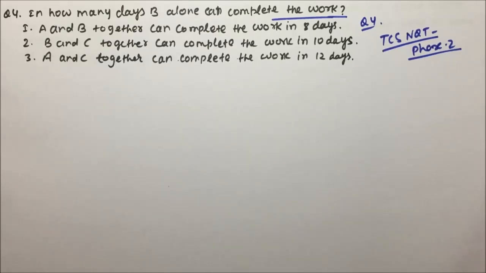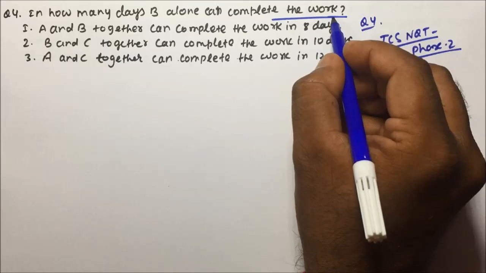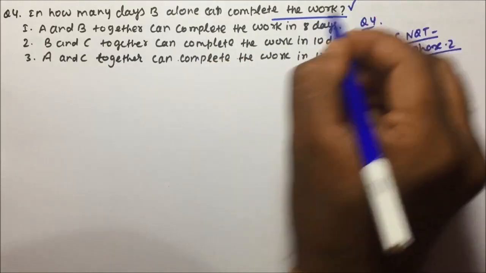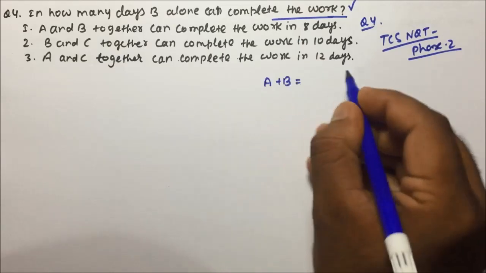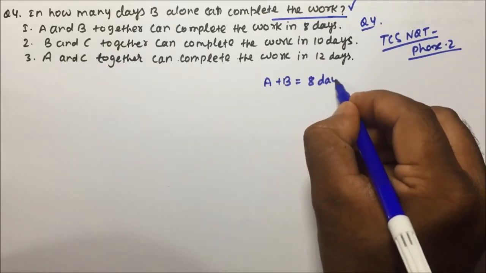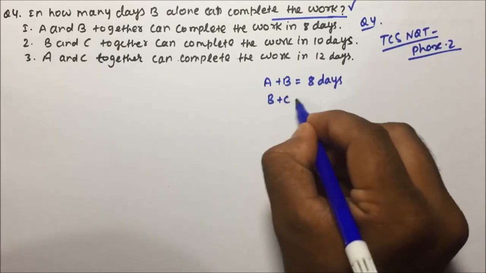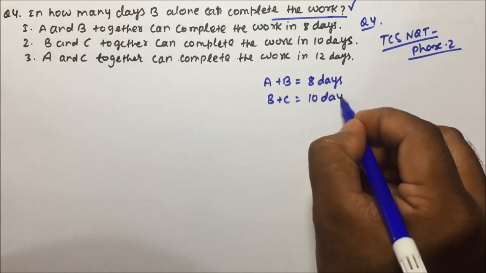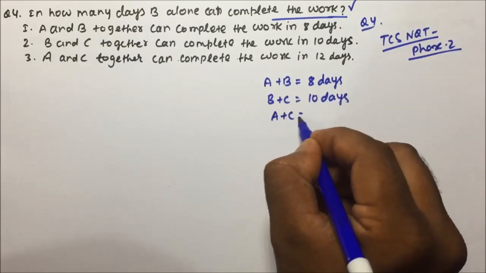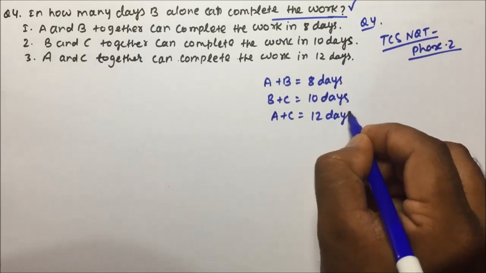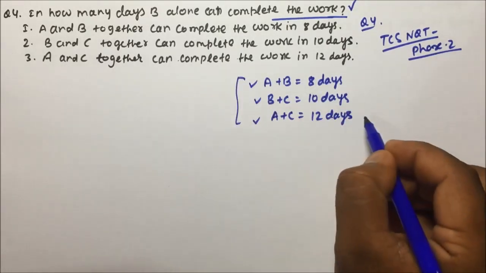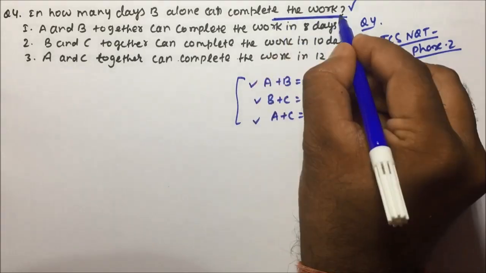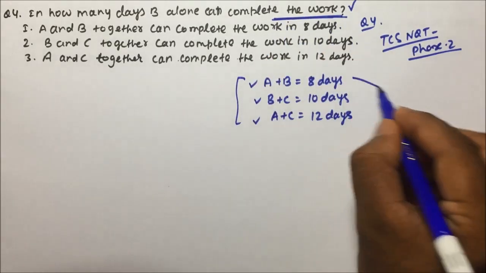In how many days can B alone complete the work? Now A plus B together can complete the work in 8 days. B plus C together can complete the work in 10 days, and A plus C together can complete the work in 12 days. This information is given in the question, nothing else, and you have to find out in how many days B alone can complete the work.